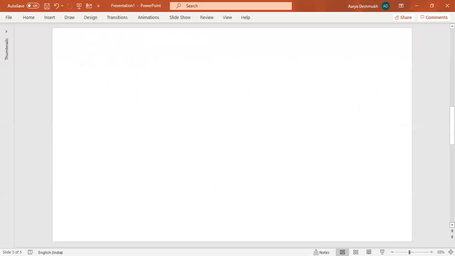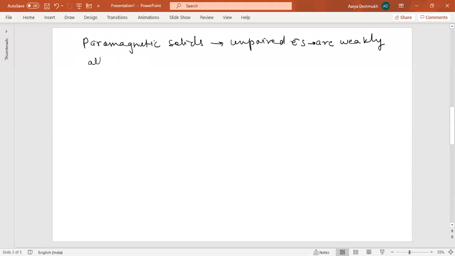Now the next, that is paramagnetic substances or paramagnetic solids. So what are these paramagnetic solids? These solids have unpaired electrons. They contain unpaired electrons and are weakly attracted by a magnetic field.